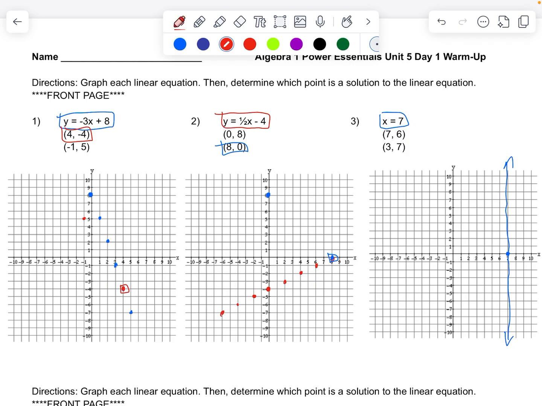Now I just need to graph my 2 points, 7, 6. So I go right 7, up 6. That point falls on that blue line, so that is a solution. And then if I graph 3, 7, I go right 3, up 7. That point does not fall on that line, so it is not a solution. And those are the answers to our bell work.